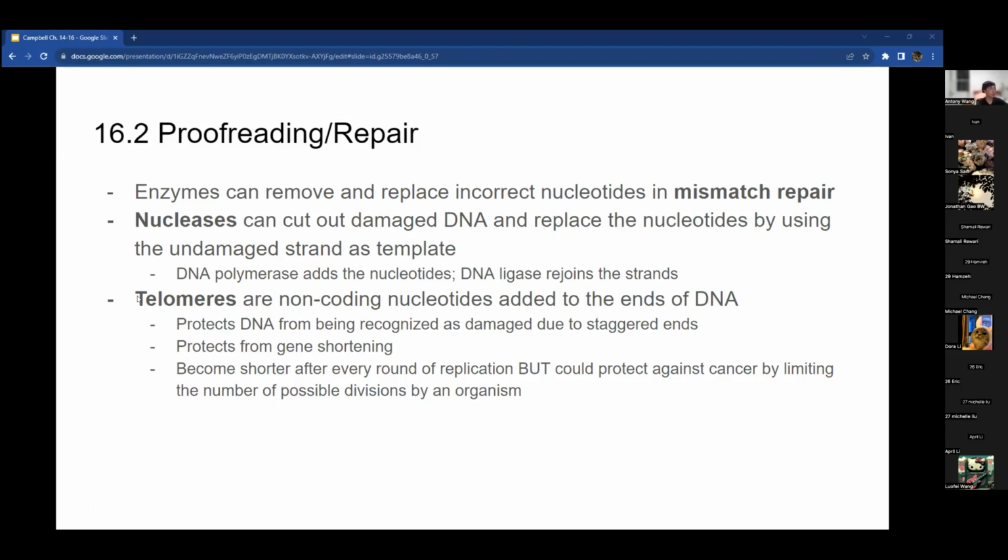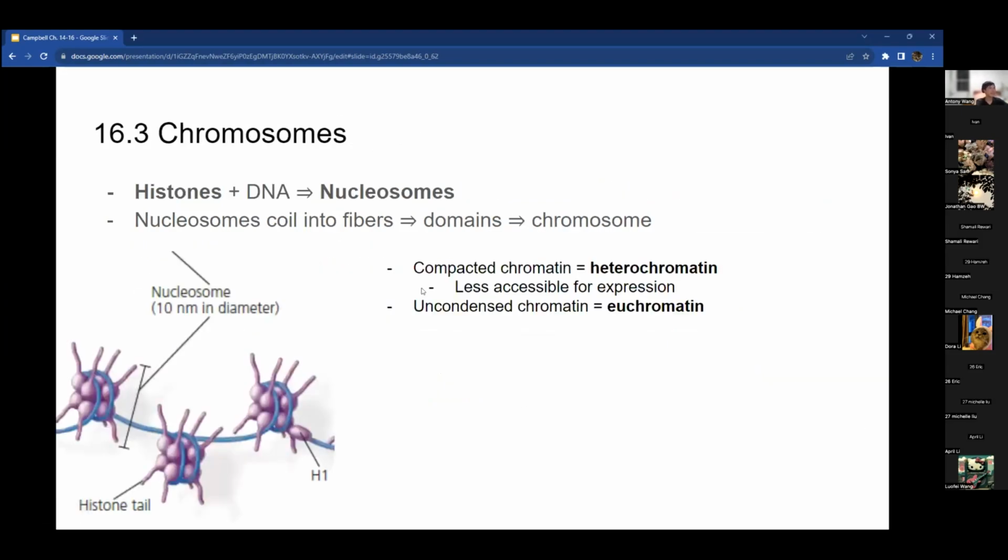I have one more slide after this slide, so we might have to go like 2 minutes over. Yeah, that's all.